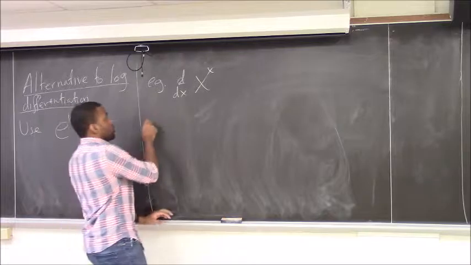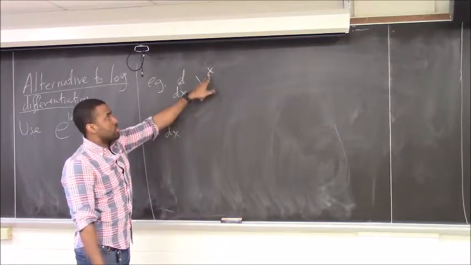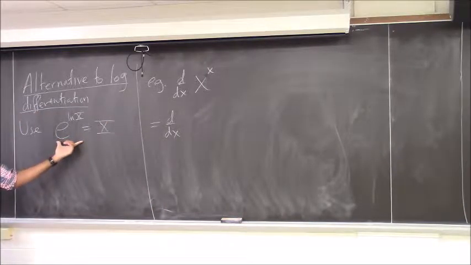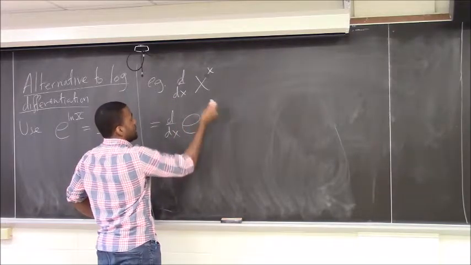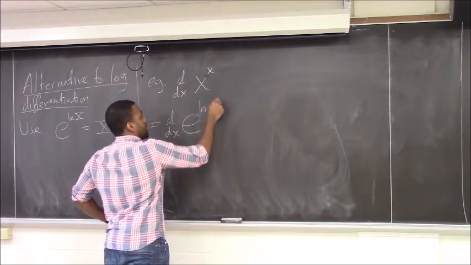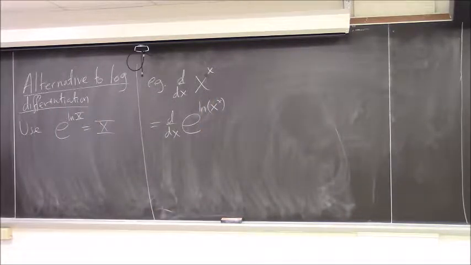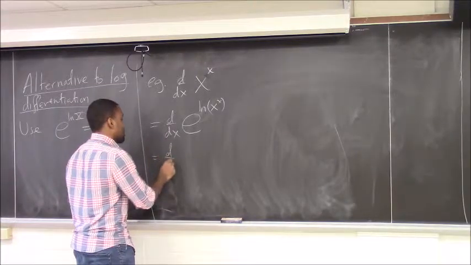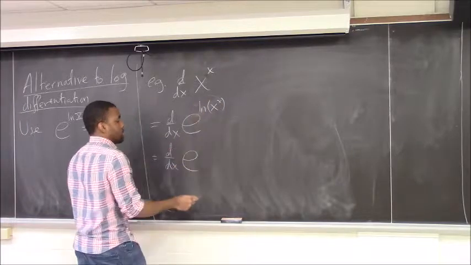What you would do is rewrite this first, realizing that the power is kind of troublesome, in terms of exponentials. So x to the x is the same as e to the ln of x to the x, because anything is e to the ln of the thing. And so now, in the power, I can apply the log rule of bringing that power down.